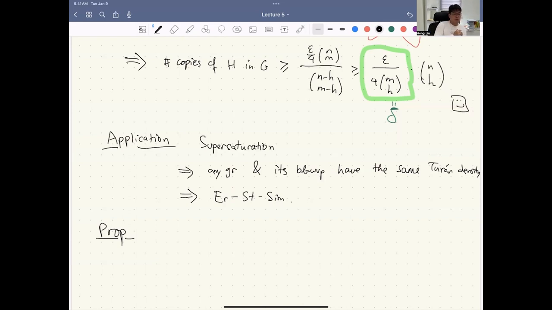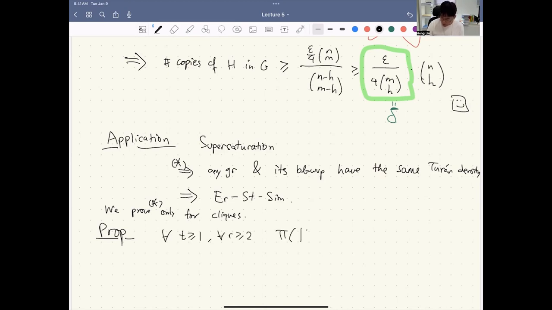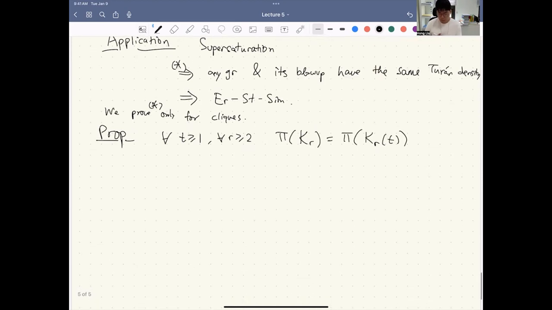I will only prove the case where this any graph is a complete graph. I'll leave it as an exercise to prove for any graph. We prove here only for this guy. Only for K4, complete graph. So what is it? For any t, the Turán density of a complete graph and its blow up is the same. Proof.